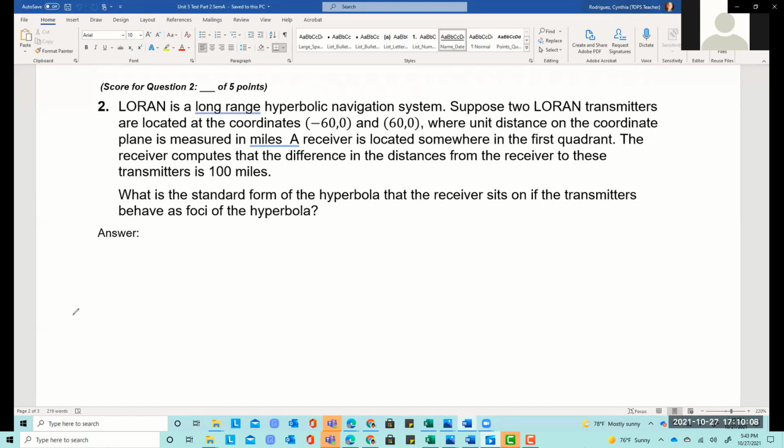What is the standard form of the hyperbola that the receiver sits on if the transmitters behave as the foci of the hyperbola? All right, so we're looking for the standard form of the equation of a hyperbola. Can you tell me what that is so I'll know what our target is, what I'm shooting for so I don't get lost?